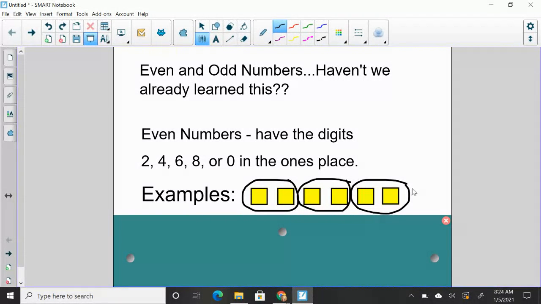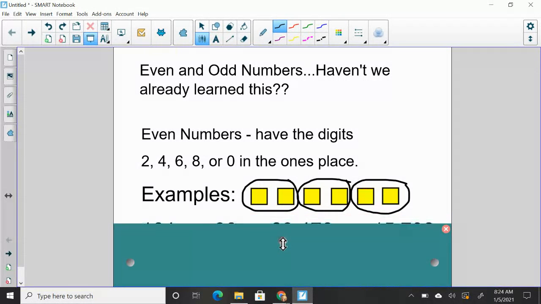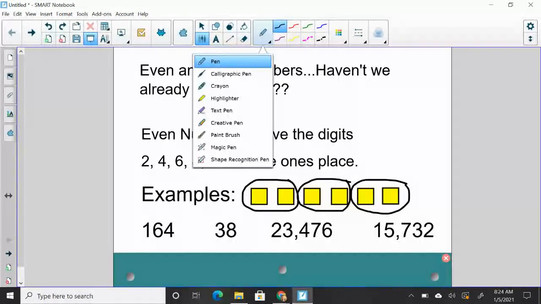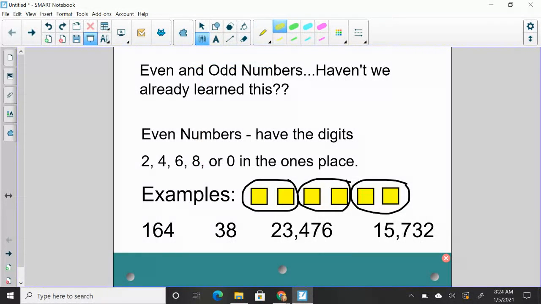And as you get into larger numbers, such as these, you're not going to have 164 cubes to throw out on your desk. Or 23,000 cubes to throw out on your desk. So there's an easier way to determine if a number is even, and all you have to do is look in the ones place. And so if you look at the number 164, I know that this number is even because the 4 in the ones place is an even number.